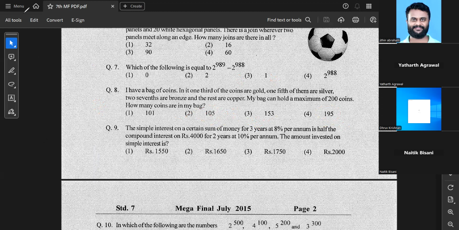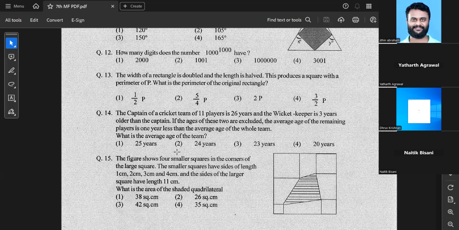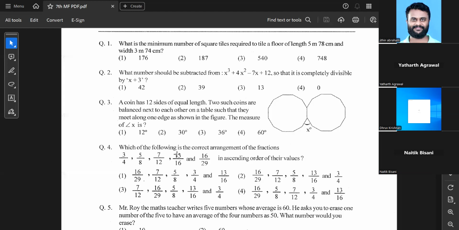Okay, 8th is done. Proceeding further. Next, between 11 to 15, any doubt? That is done, 11 to 15 is done. Now in 2016, any doubt?